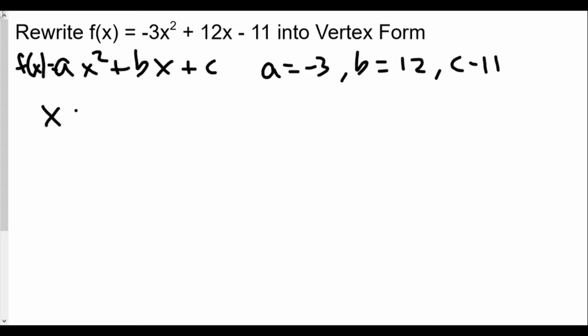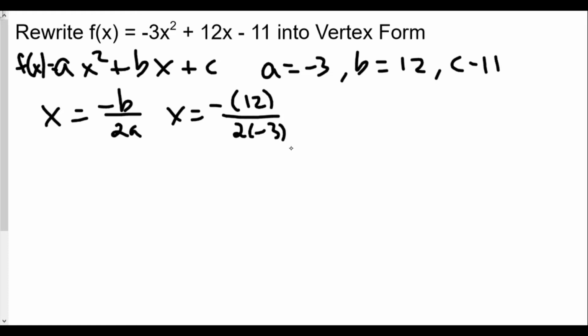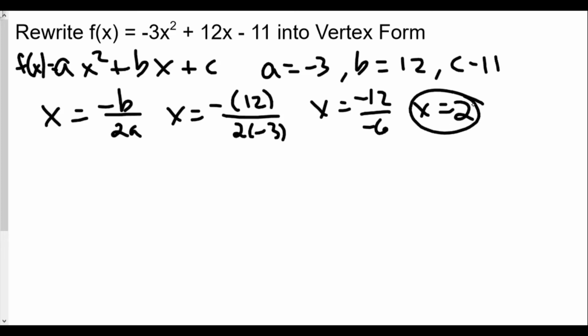Axis of symmetry, x equals negative b over 2a, so x equals negative of 12 over 2 times negative 3. So x is equal to negative 12 over negative 6, or x equals 2. So that's our axis of symmetry, or the x value of the vertex. We're going to plug that into our function.